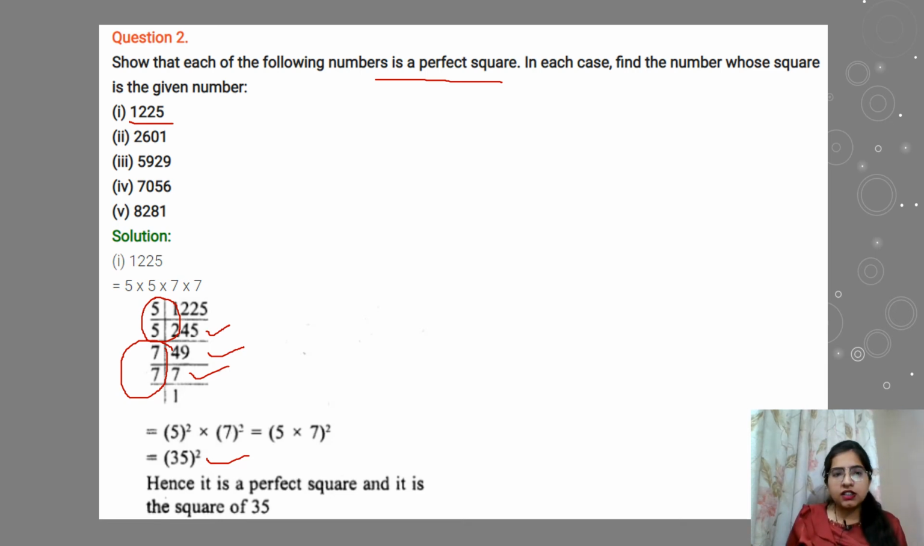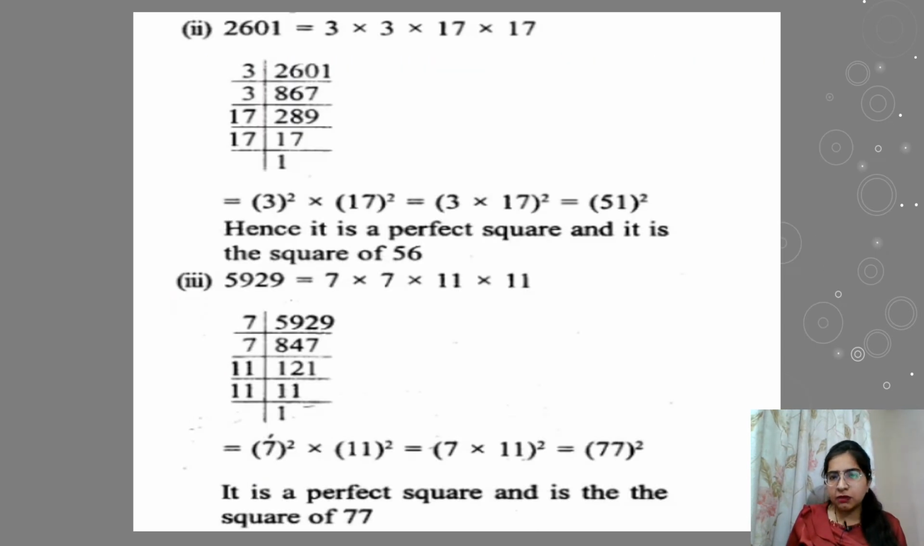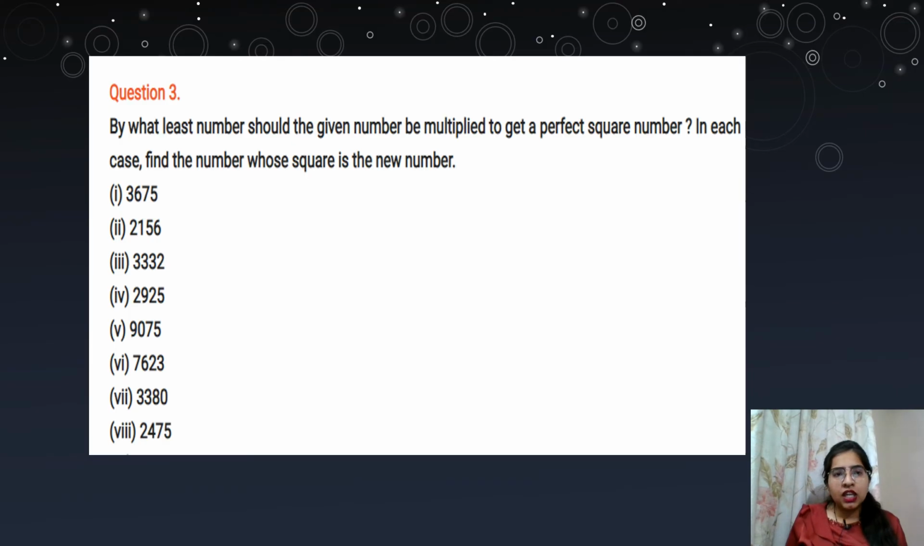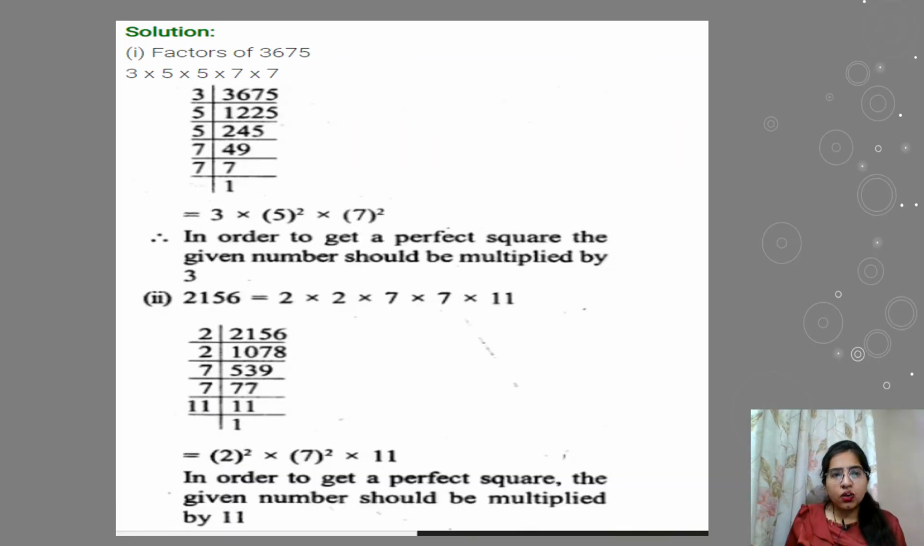Okay, clear? Like this, rest of the parts only. Second part and third part you can do. Question number 3. By what least number should the given number be multiplied to get a perfect square number? These numbers are not a perfect square. Okay, you have to check by what number this should be multiplied. 3675, 2156, you have to multiply. In each case, find the number whose square is a new number. In each case, you have to find the number.